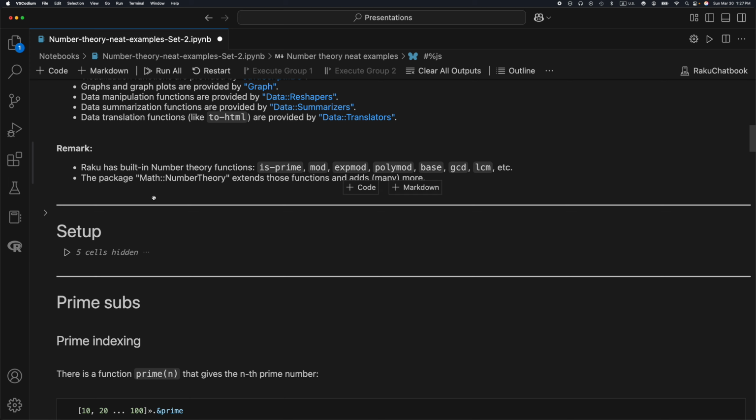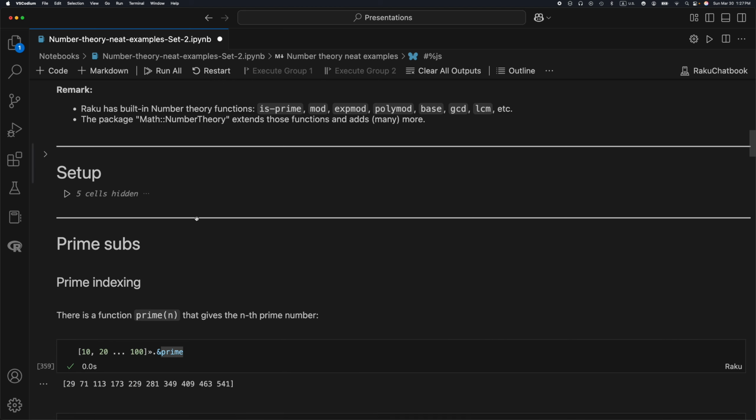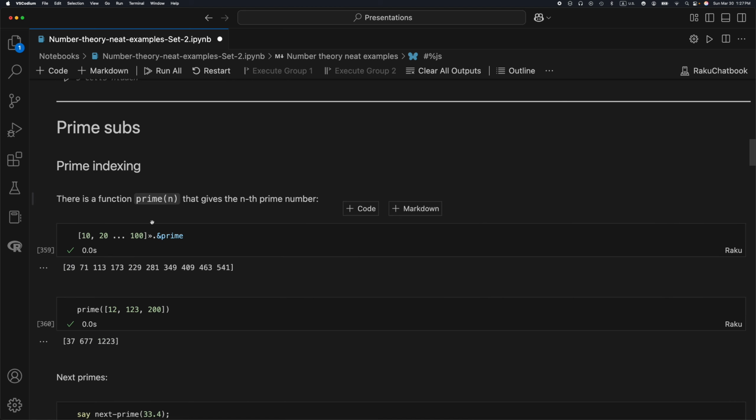And in the previous presentation, I did not mention that Raku actually has quite a lot of built-in number theory functions, like is-prime, mod, and so forth. I have extended those functions and provided many more from a number theory perspective. For example, the GCD and LCM, the greatest common divisor and least common multiple, have been extended to work with rationals and Gaussian integers. The extension is in Math::NumberTheory. All right, so first we're going to discuss the prime subroutines from that package.